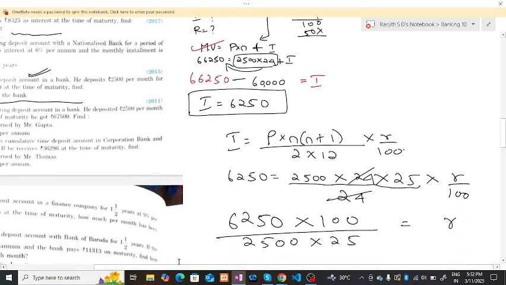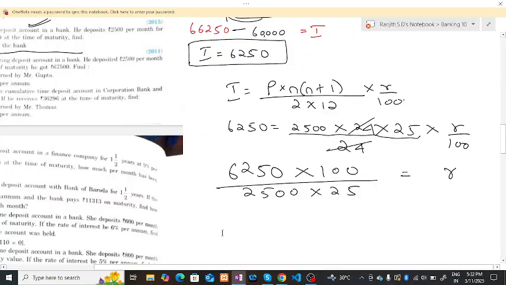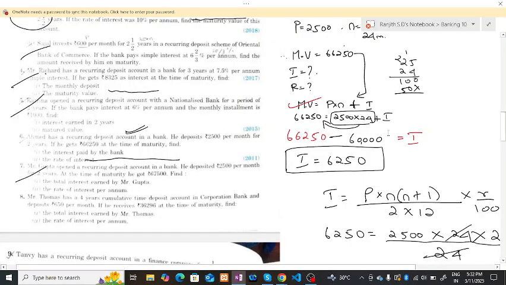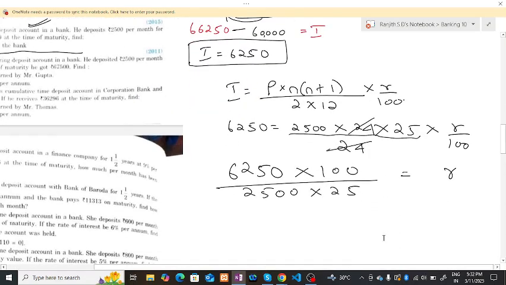2500 into 24, 60,000. How much? 1%? 10%? 2 zeros get cancelled. Yeah, 10%. Let me know. Yes, you are getting 25.